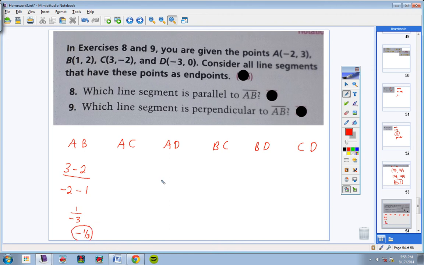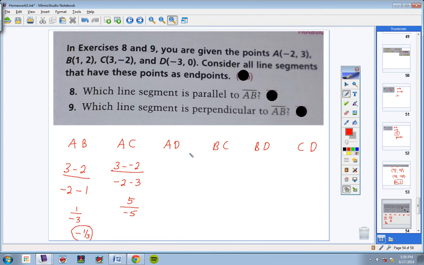So negative 1/3. Now AC. Okay, we're going to look at A and C. So here we go. Y minus y, that would be 3 minus a negative 2. And then x minus x would be negative 2 minus 3. And we would get 5 over negative 5. 3 minus a negative 2 is 5.